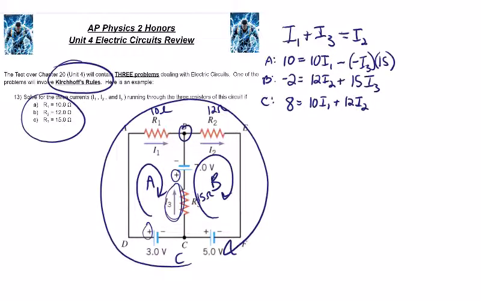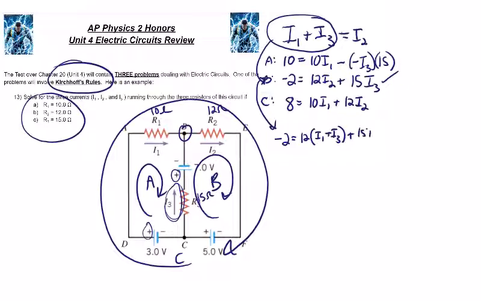Now there's really no reason to combine these two together, because all that's going to do is get rid of the I3, but you're going to end up with the C, and that's not going to help us. So we have to do some kind of substituting. We have to take the fact that I2 equals I1 plus I3 and substitute it somewhere. I'm going to substitute it into this one right here so I can create a new one. So I'm going to combine these together to come up with a new one. It's going to tell me that negative 2 equals 12 times the quantity I1 plus I3 plus a 15 I3.